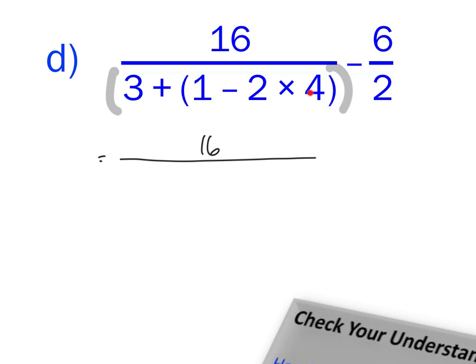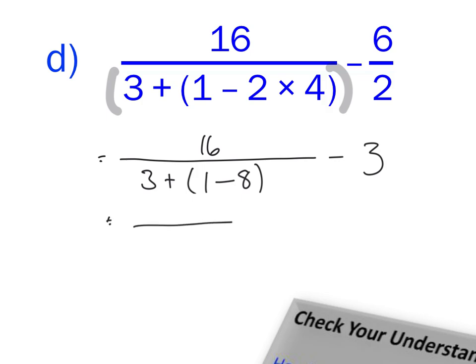If we go into these brackets, what two operations do we see? And what comes first? Multiplication. So it's going to be 3 plus 1 minus 2 times 4 is 8. 1 minus 8, yep. As I said, we can do this anytime. So what's 6 divided by 2? 3. Because it's completely separate from that first chunk.